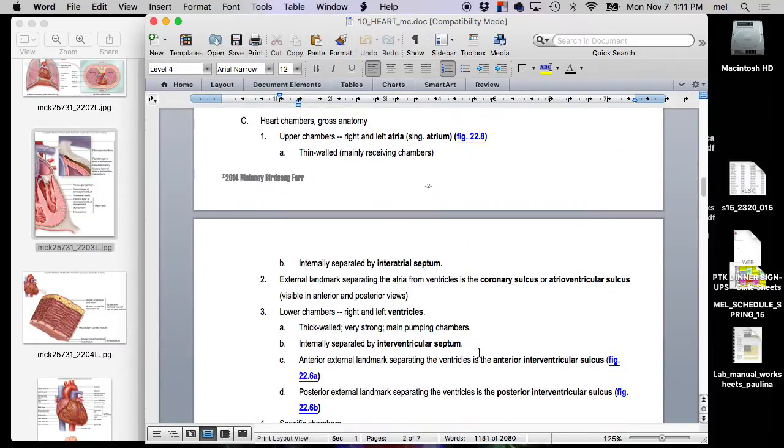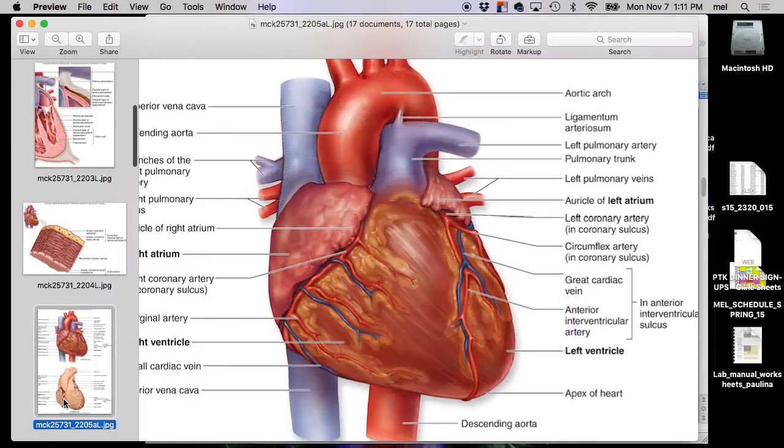Okay, so gross anatomy, upper chambers, lower chambers. So first thing is obvious stuff, right? The upper chambers are called atria and the lower chambers are called ventricles, and we have known that already. How do you tell an atrium from a ventricle? Well, first of all, it's pretty easy, but second, there is a landmark right here, this landmark that runs all the way around.